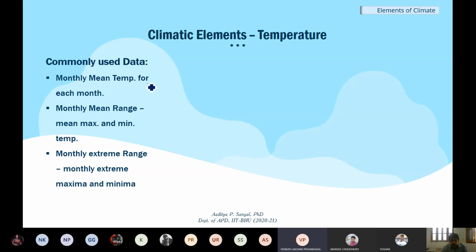But then you don't get what the extremities are. I got 36, 34. When you do the mean, you get probably 35. It doesn't include that someday the temperature might have actually touched 42. And someday in the same month, the temperature might have dropped below, say, 10 degrees, whereas the mean minimum temperature is showing an average of, say, 12 degrees Celsius. So that is where the utility of the maxima and minima comes in.